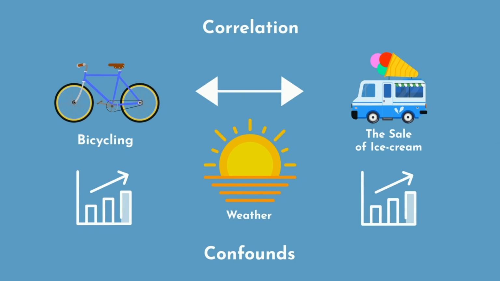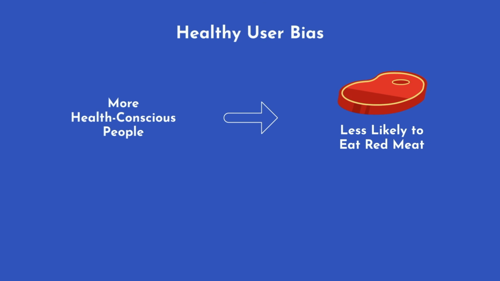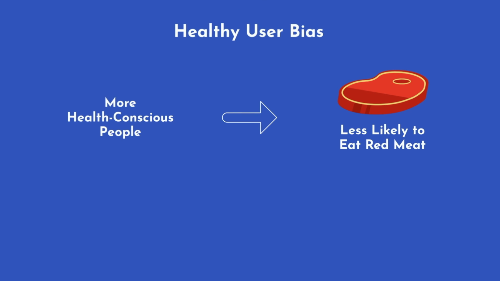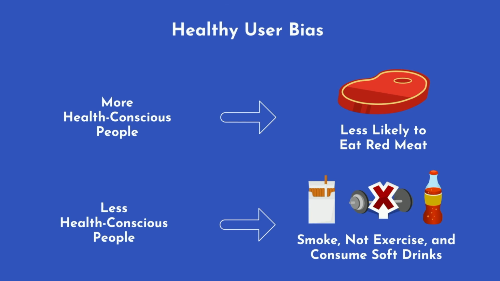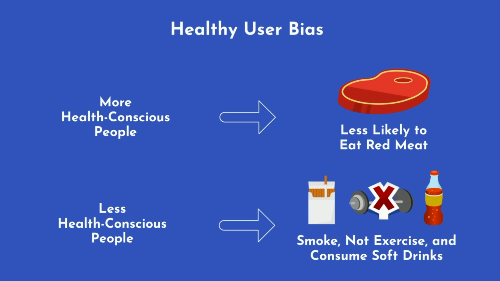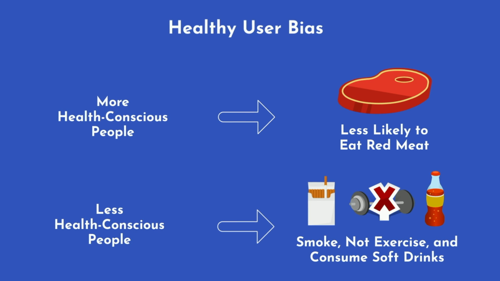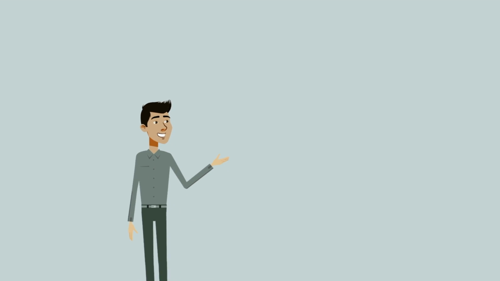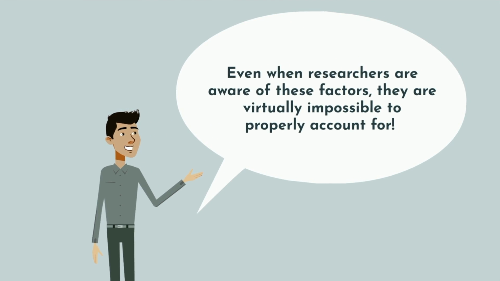Another bias that isn't properly appreciated, particularly in the world of nutrition, is the healthy user bias. Health-conscious people are more likely to do certain activities. For example, most health-conscious people have heard that red meat is bad, and therefore they're less likely to eat red meat. People who eat more red meat are usually less health-conscious, and therefore are also more likely to smoke, not exercise, and consume soft drinks. Therefore, when an observational study comes out comparing those who eat red meat to those who don't, we cannot actually conclude it's due to the red meat and not these other factors. Even when researchers are aware of these factors, they are virtually impossible to properly account for.